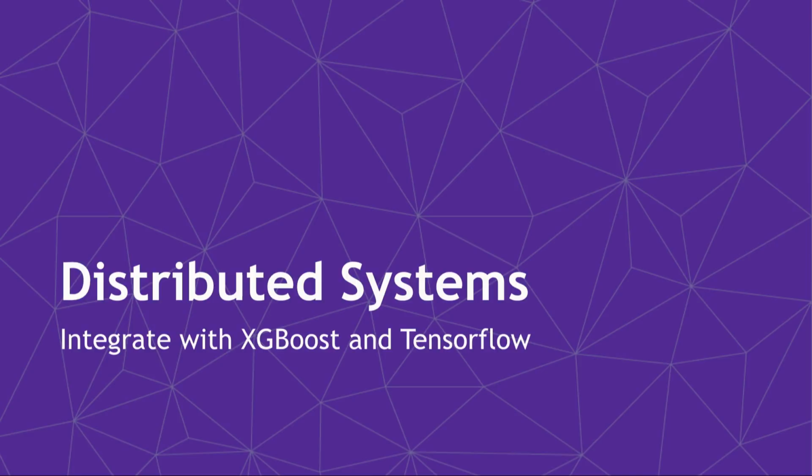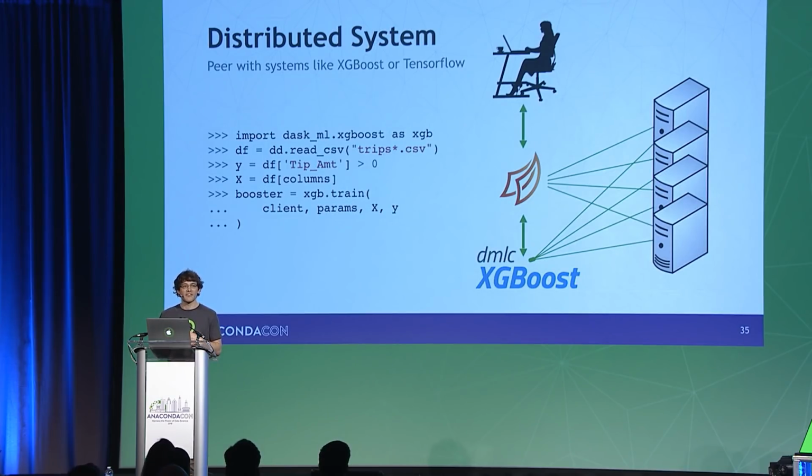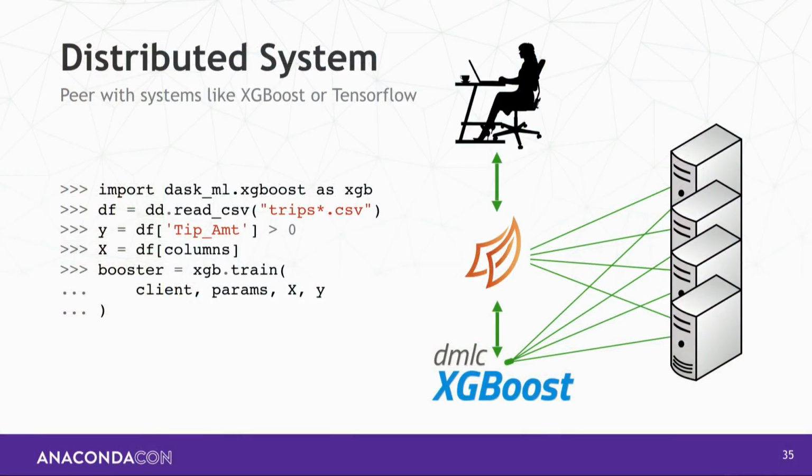Finally, Scikit-Learn's not the only game in town. I really like it, but there are other systems like XGBoost and TensorFlow. They already have distributed modes, so I think XGBoost calls it Rabit. There's some way of doing training on distributed data sets with XGBoost. So we have little imports, utilities that can help you use these libraries' distributed modes along with Dask. So we're kind of taking these two distributed systems and making them work well together.